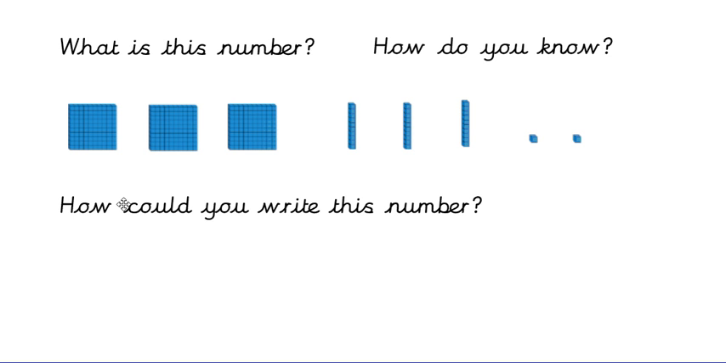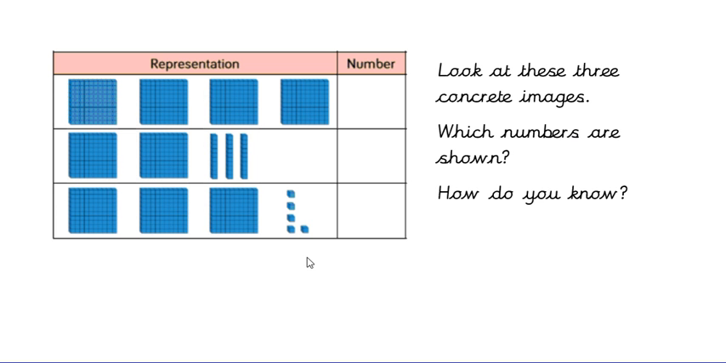Okay, so this time we've got 300, 3 tens, 30, and 2. So that's the number 332. Okay, these numbers are made of hundreds, tens and ones. See if you can work out what these numbers are.